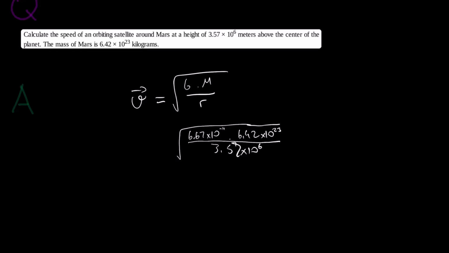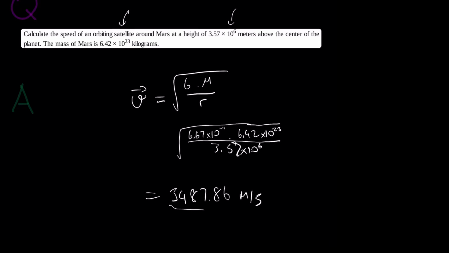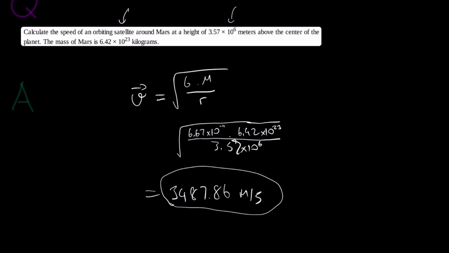So I'm just going to use a calculator for the solution. And I get 3,487.86 meters per second. So in order for a satellite that is orbiting Mars at the altitude of 3.57 times 10 to the 6th meters, the satellite has to be this fast. So you might realize that this is a big number, even for a planet like Mars.